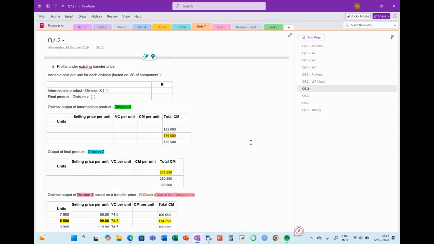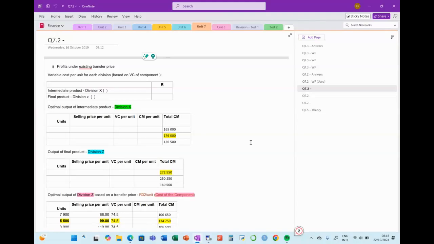Okay? A lot of assumptions here that this guy is making. So we now need to see if he is telling the truth. Is it better for them to charge less for the component that they're charging Division Z? That's what this exercise is all about. So first things first, calculate the effect the existing transfer pricing system has on the company profits.